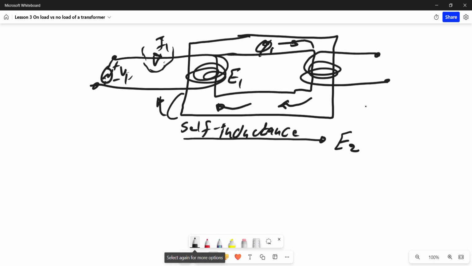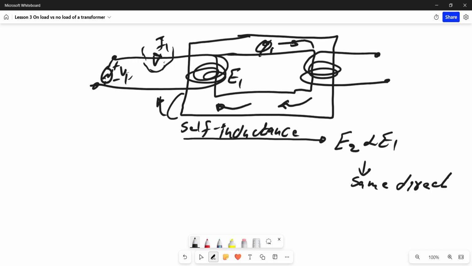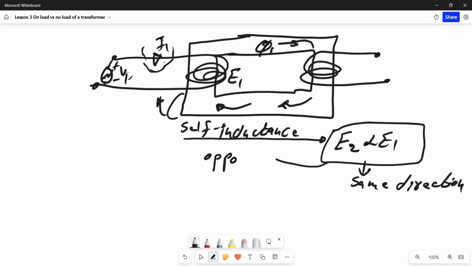They're in the same direction. So as they're in the same direction, the both of them are opposite to V1. Okay, so that is what happens. All right. So right now we know that when E2 exists across winding 2, okay, it will cause a current to flow inside the second winding, which is called I2. I2 will start to flow because of E2.